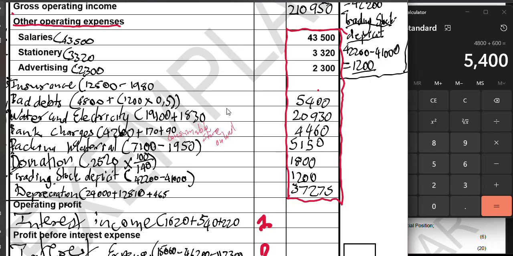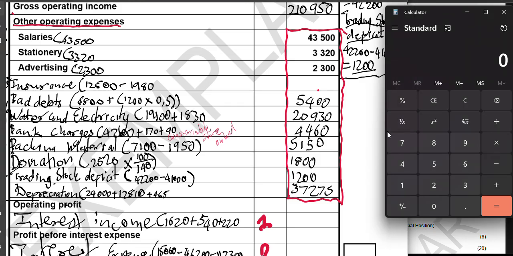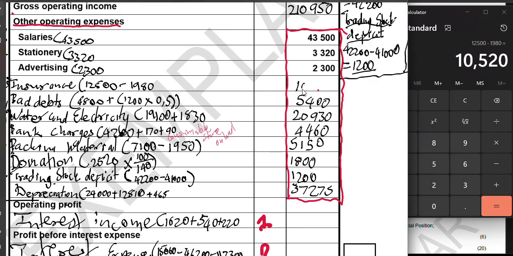5,400. And then we go back to our insurance. This is one of the first activities that we did. This is 12,500 minus 1,980. We have got 12,500 minus 1,980. This is going to give us 10,520. Now, ladies and gentlemen, we are done with that.